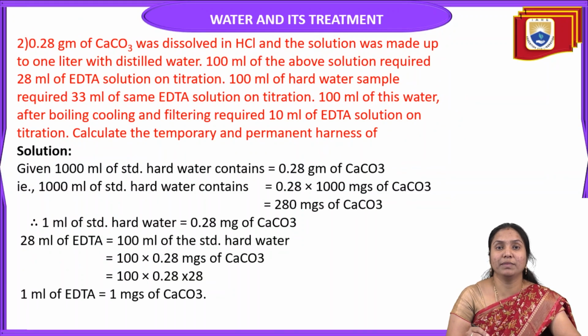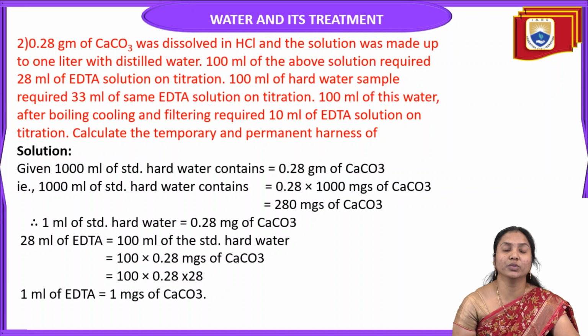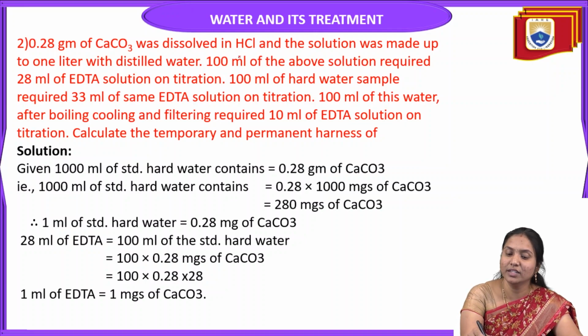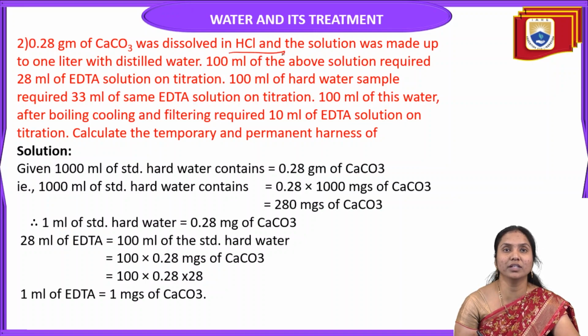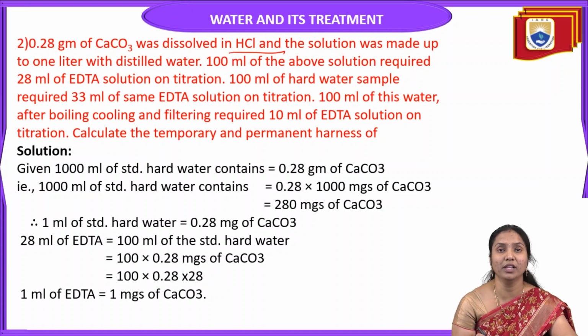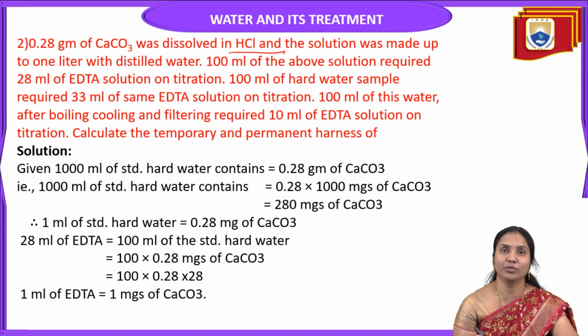Next, one more problem based on EDTA. 0.28 grams of calcium carbonate was dissolved in HCl and the solution was made up to 1 liter with distilled water. What is the meaning here? How can you prepare 1 liter of hard water sample? We take 0.28 grams of calcium carbonate dissolved in a few drops of HCl, then make up the total to 1000 ml, or 1 liter, by adding distilled water.